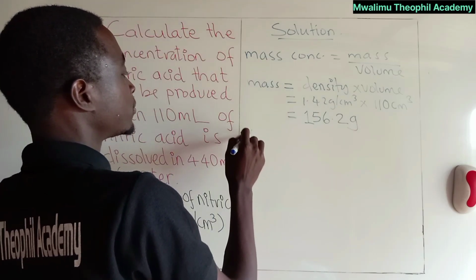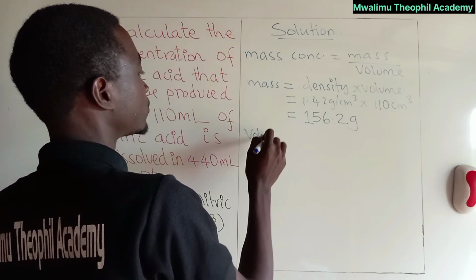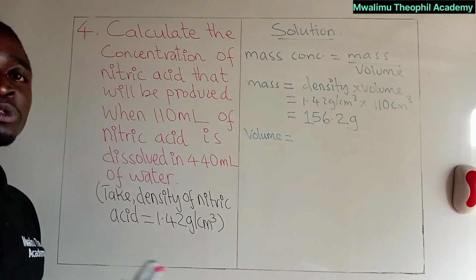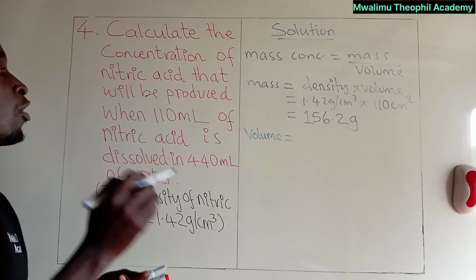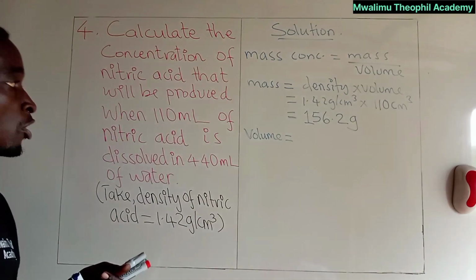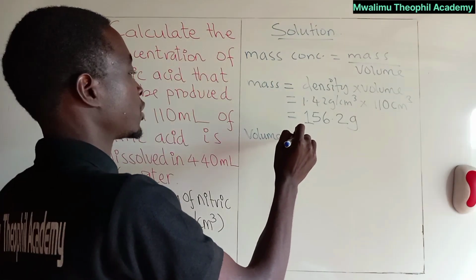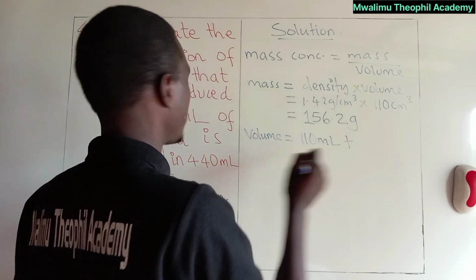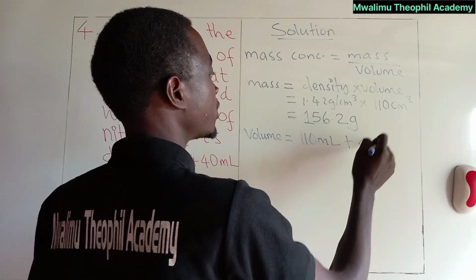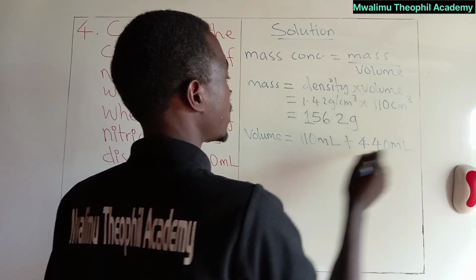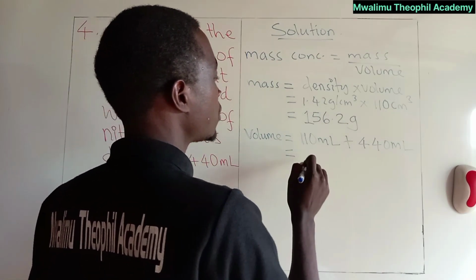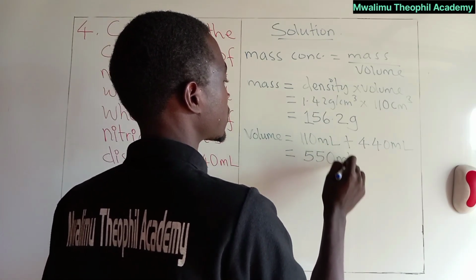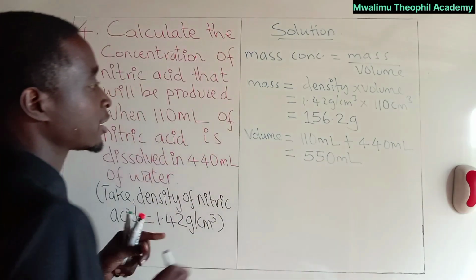What about volume? Here, the volume of the resulting solution is due to the mixture of nitric acid and water. So we take the volume of nitric acid, which is 110 milliliters. We add the volume of water, which is 440 milliliters. When we sum these two, we get 550 milliliters. This is the volume of the resulting solution.